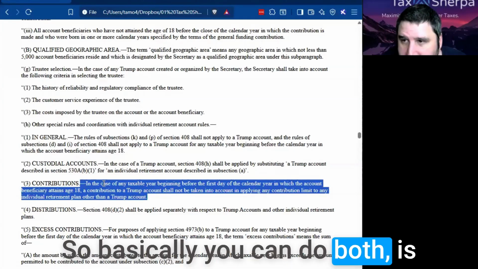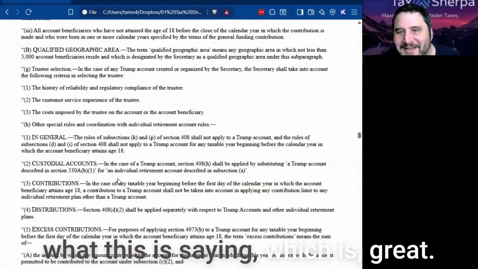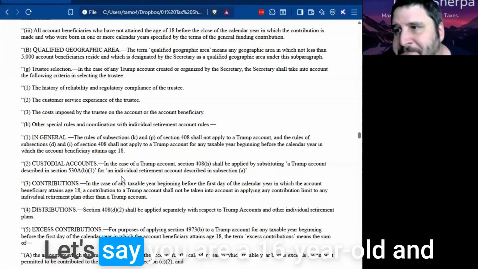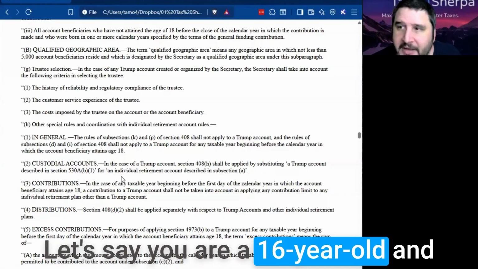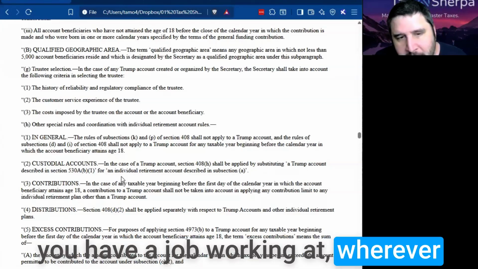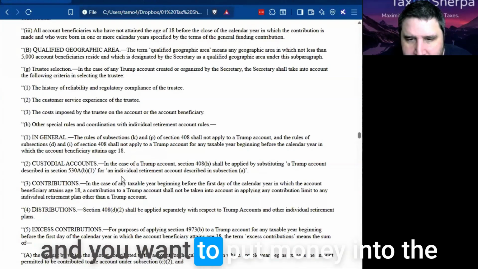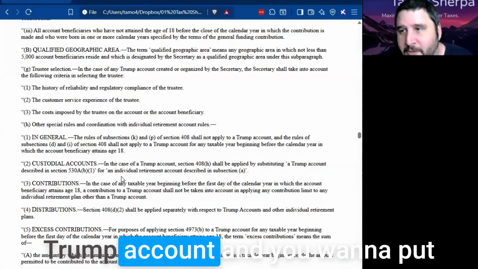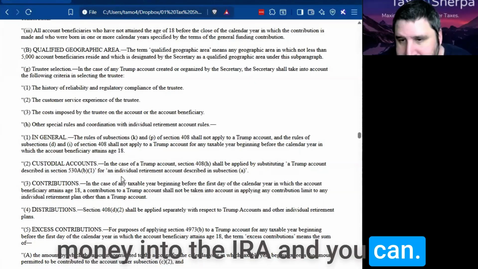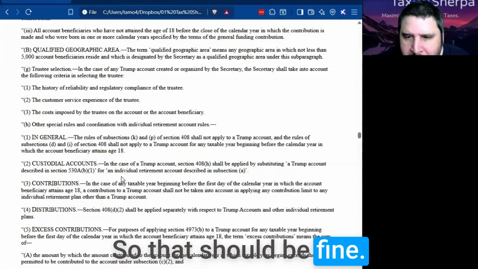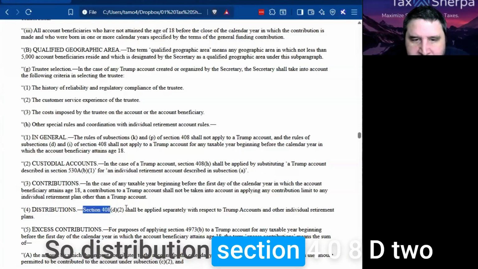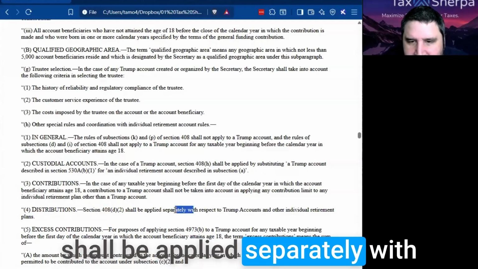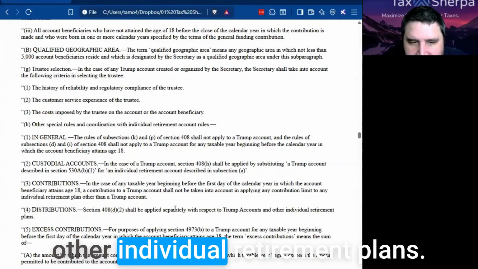So basically you can do both is what this is saying, which is great. Let's say you are a 16-year-old and you have a job working at wherever, and you want to put money into the Trump account and you want to put money into the IRA, and you can. So that should be fine. So distribution section 408(d)(2) shall be applied separately with respect to Trump accounts and other individual retirement plans.